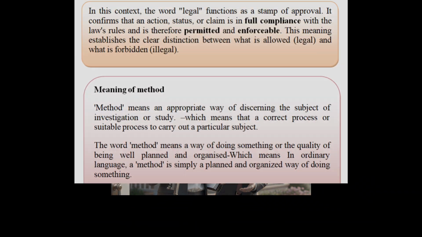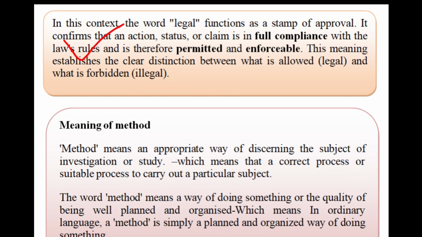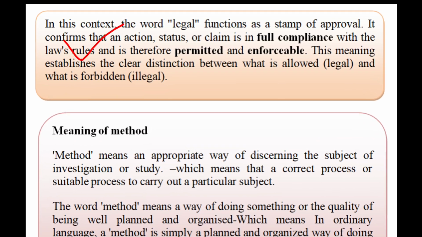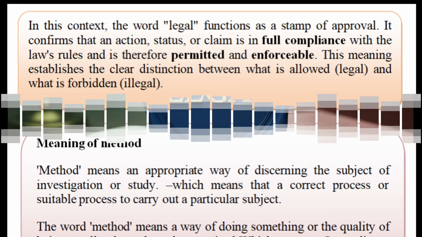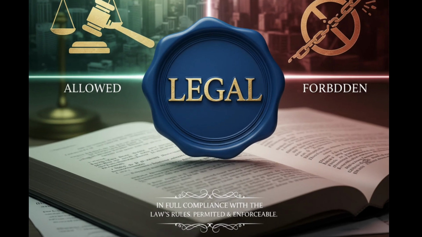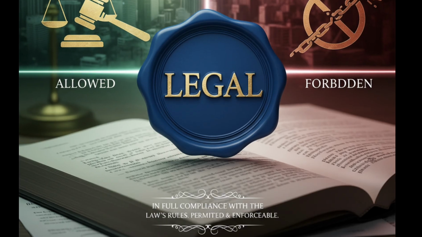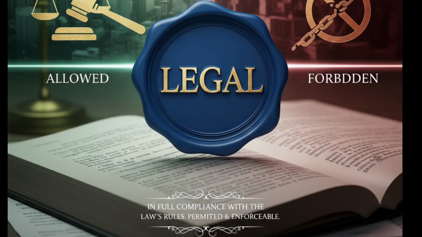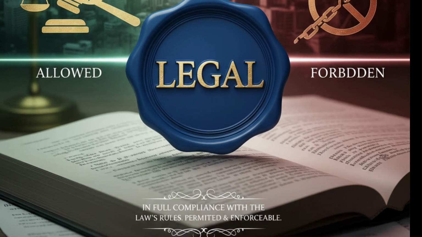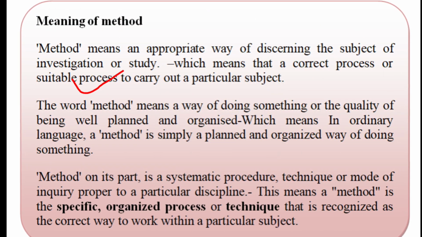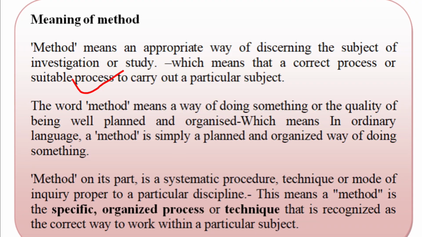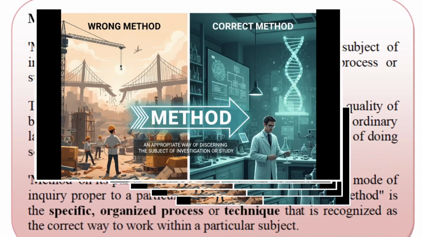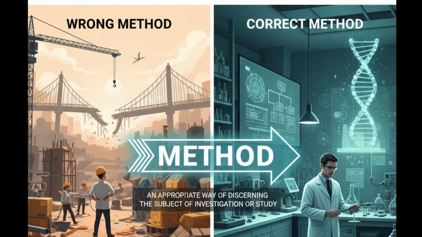Dear friends, here the word legal functions as a stamp of approval. It confirms that an action is in full compliance with the rules and is therefore permitted and enforceable. This meaning establishes the clear distinction between what is allowed and what is forbidden. Now let's understand the meaning of method. Dear friends, method means an appropriate way to carry out a study, which means that a correct process or suitable process to carry out a particular subject.